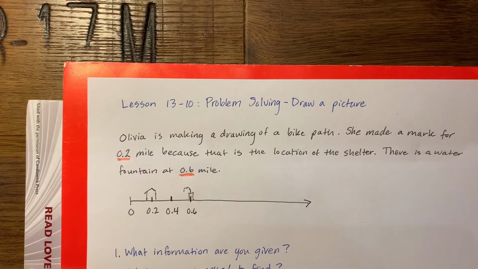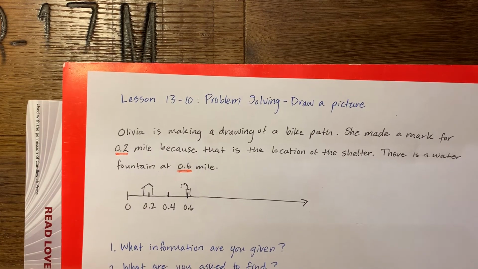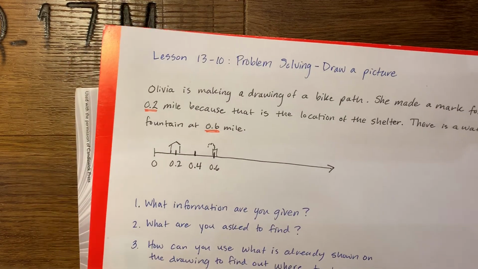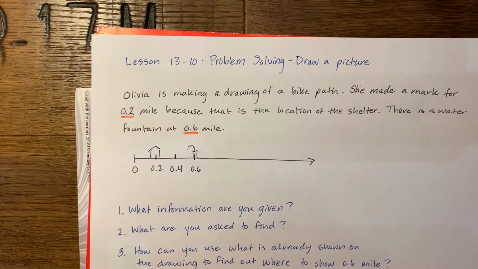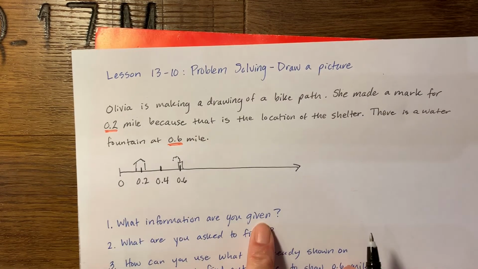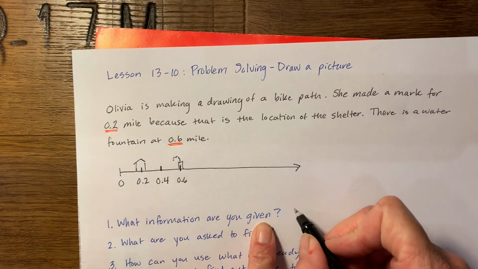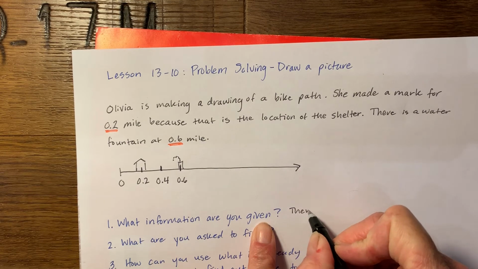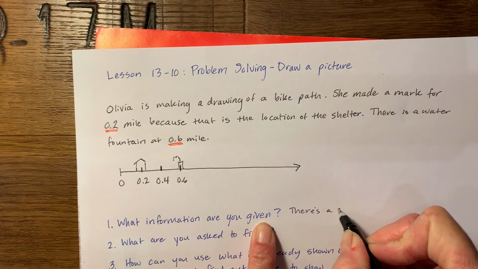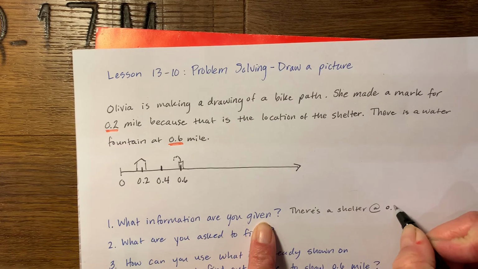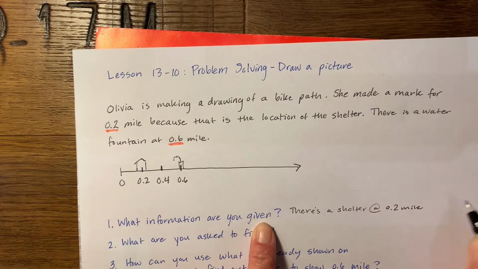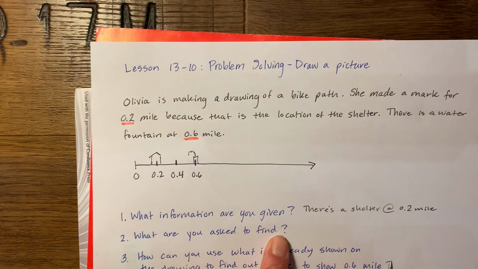So we're going to break this down just a little bit more. So that's the drawing that you're going to have to provide. So what information are you given? You guys have walked this process through with me many times. So what information are you given? Okay, there's a shelter, right, at 0.2 miles in the bike path. What are you asked to find?